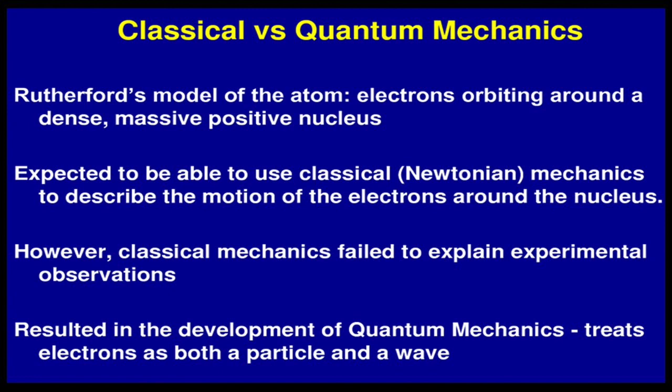So let's summarize a few things that we've discussed. Classical versus quantum mechanics. Rutherford's model of the atom: electrons orbiting around a dense, massive, positive nucleus. Expected to be able to use classical Newtonian mechanics to describe the motion of the electrons around the nucleus. However, classical mechanics failed to explain experimental observations. This resulted in the development of quantum mechanics, which treats electrons as both a particle and a wave, called the wave-particle duality of nature.